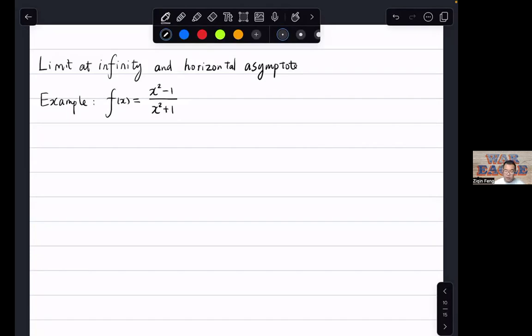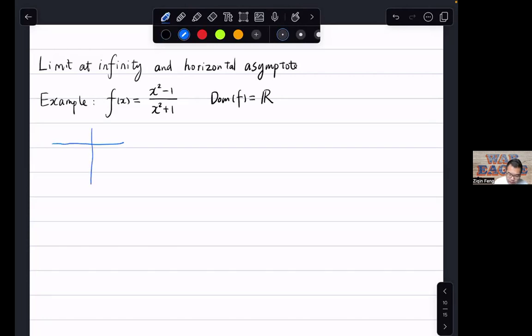We have a polynomial here. You can see that the domain of this function is all real numbers because x squared plus 1 can never be 0. So if you want to understand how this function behaves, we want to understand the graph. One thing we want to know is what happens if x is getting larger and larger. So let's try to write down a few numbers to see what happens.